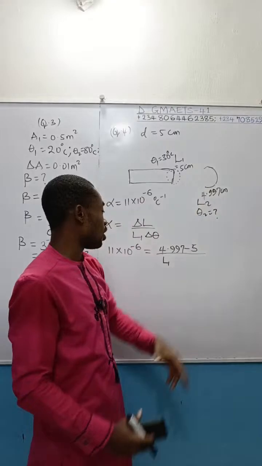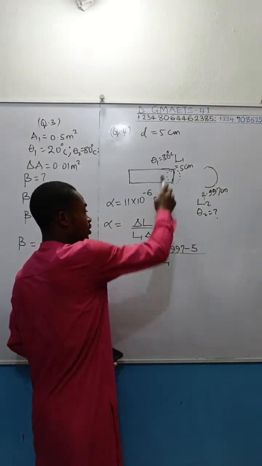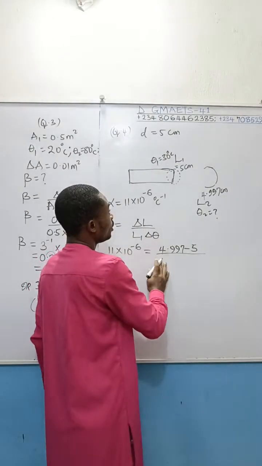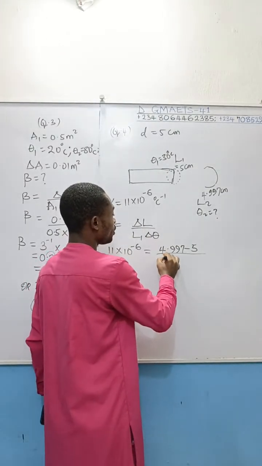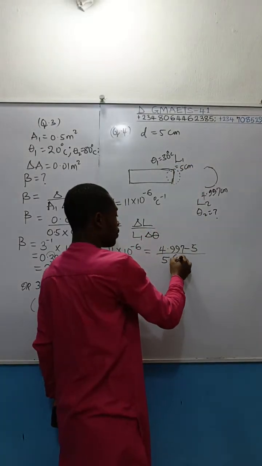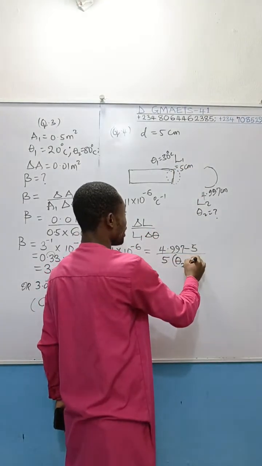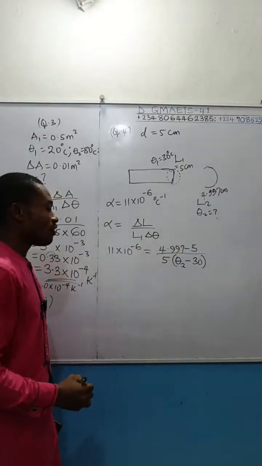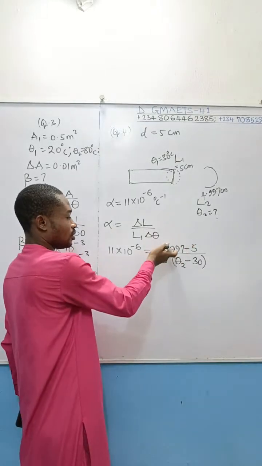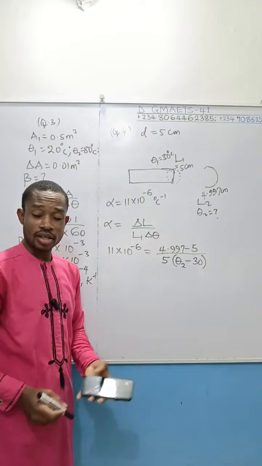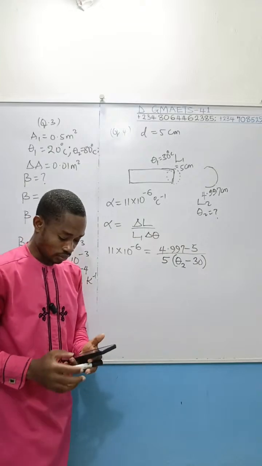So this is the final length. This is the initial length. Now we divide it by L1. L1 I said is 5, right? 5. Then multiply by the temperature change. The temperature change is theta 2, which we don't know, minus theta 1, which is 30. So solving for this minus this will give us a negative result. It's going to give us what? A negative result.